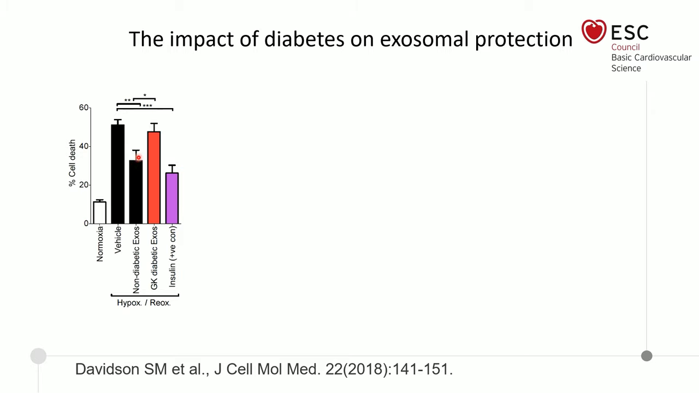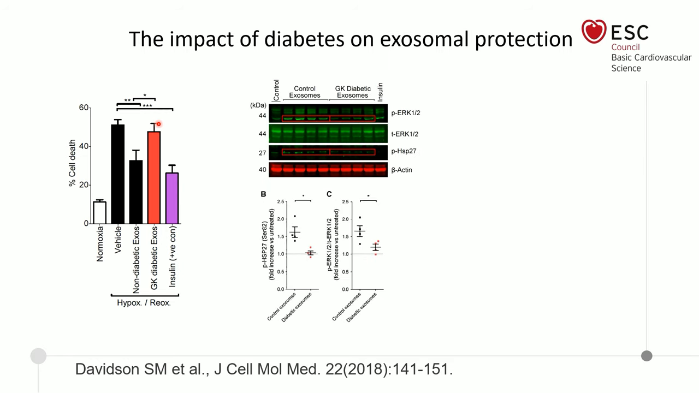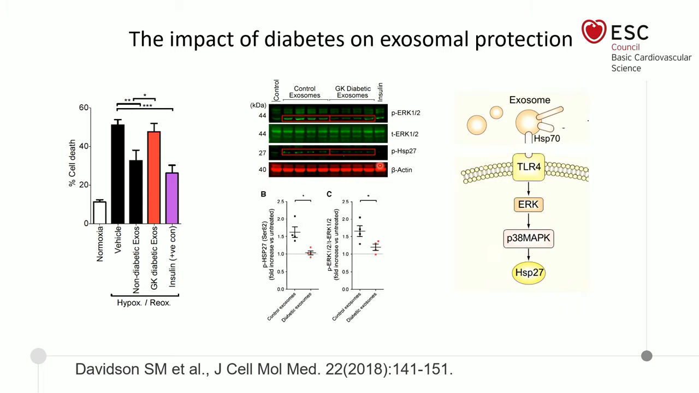So here's the non-diabetic exosomes, the diabetic exosomes not protective. And they also seem to be defective in activating this same protective pathway. We saw less activation of ERK signaling kinase and less phosphorylation of HSP27 downstream. So these exosomes do contain HSP70 still, so we're not actually certain why this is not activating this pathway. It might be due to a glycation or oxidation or other modification of the molecule which renders it no longer able to activate this pathway of cardioprotection.